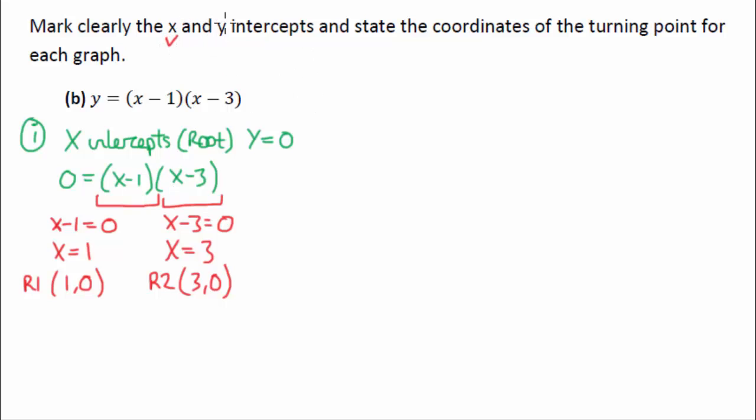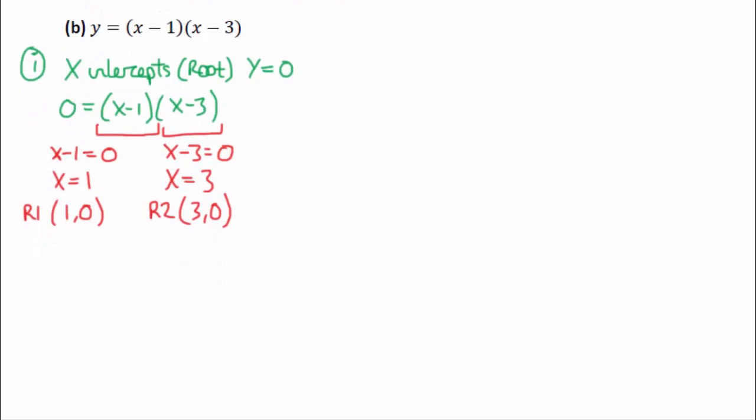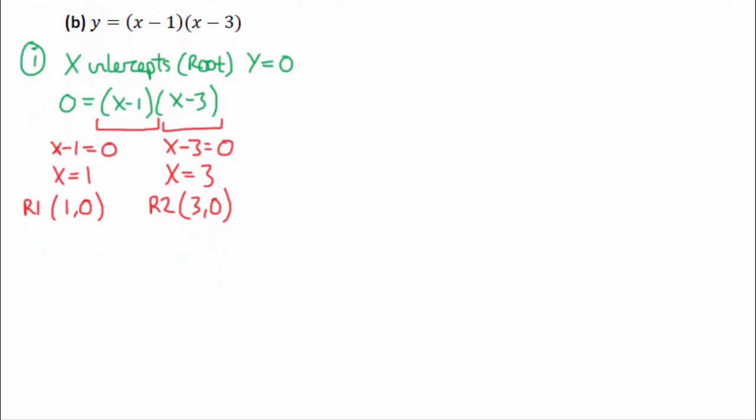Now we'll look at the y-intercept, and that is when x equals 0. So I'll change the colour again. I'll just call this part 2. Okay, so the y-intercept is when x equals 0.